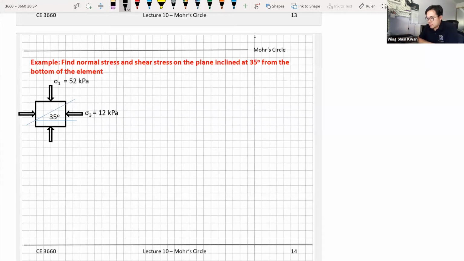Now this question is a little bit different than the previous two. Now you know the principal stresses, because you know sigma 1 and sigma 3. But now you try to find out sigma alpha and tau alpha. Alpha equals 35 degrees. So we want to find out the stresses on a plane that is 35 degrees to your element. What are the stresses, given that you know the principal stresses, sigma 1 and sigma 3?